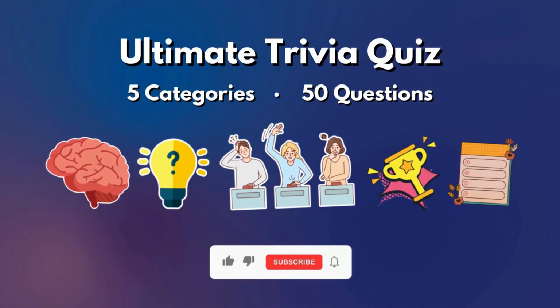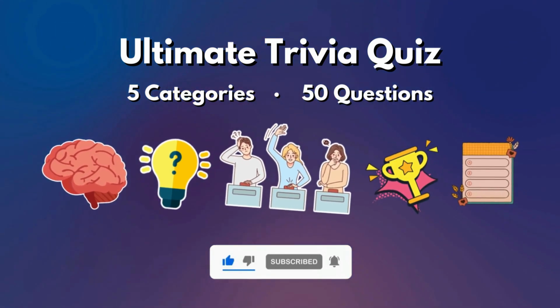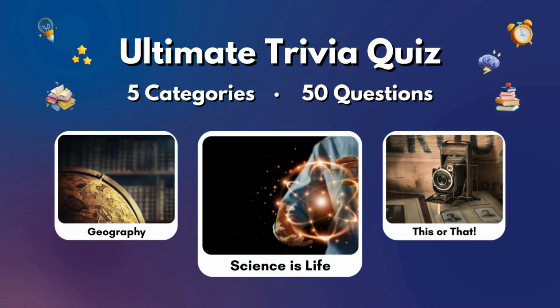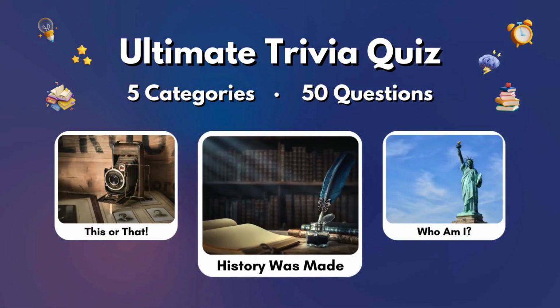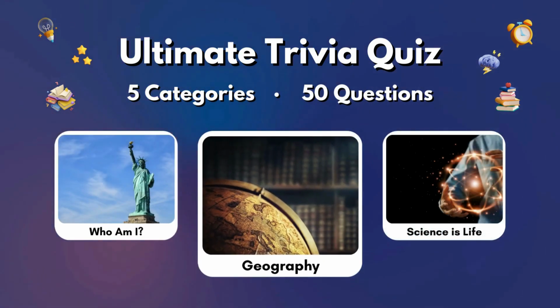This is the ultimate trivia quiz. You have to answer 50 trivia questions divided into 5 categories. The categories are: Science is life, This or that, History was made, Who am I? And Geography. Let's start with the first category.